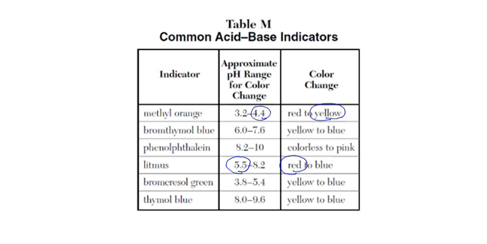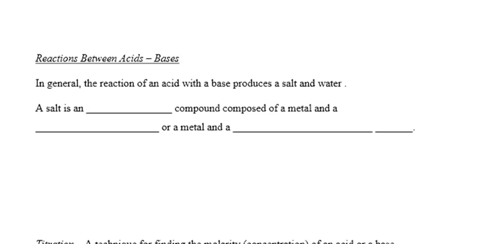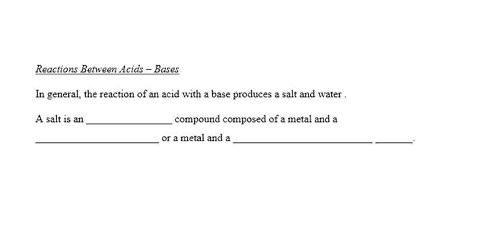The second part of today's lecture deals with reactions between acids and bases. We talked about this in last week's lab. When an acid reacts with a base, it will produce salt and water. A salt is an ionic compound composed of a metal and a nonmetal, or a metal and a polyatomic ion.